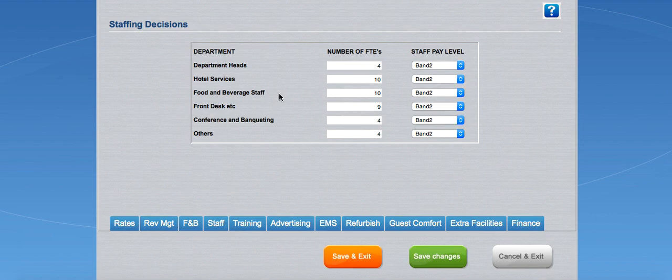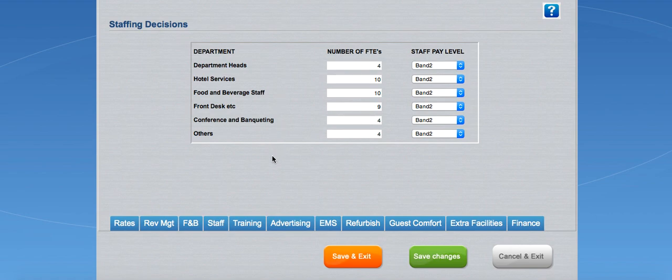So staffing levels are important. Pay level, again, this is important. If we don't pay our staff appropriately, then they're not going to be very satisfied. If they're not satisfied, they will not be providing good service, or not as good a service as they can to the guests within your hotel. So you need to look after your employees and pay them appropriately.